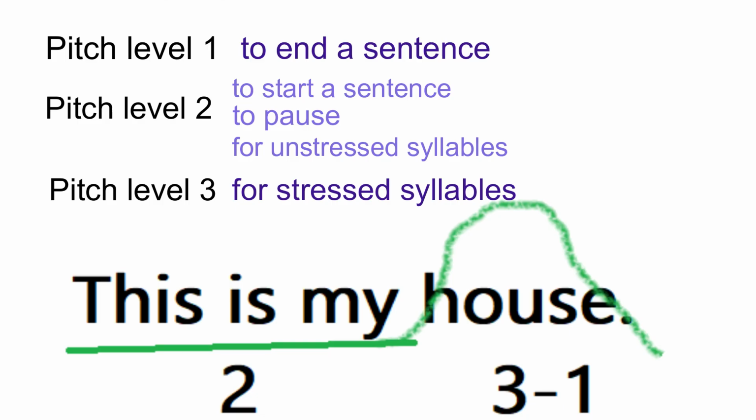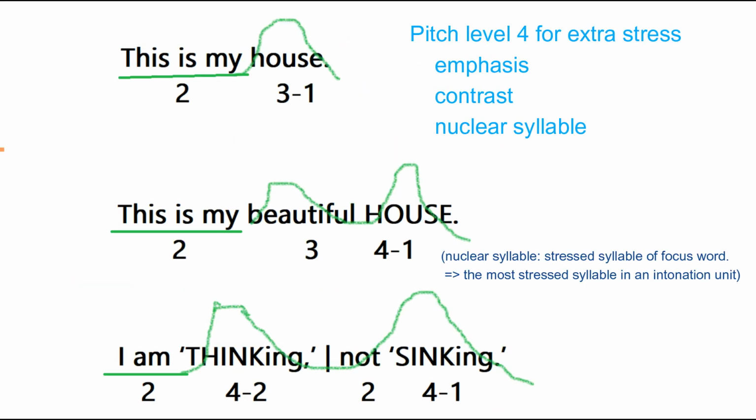Pitch level 4 is the highest pitch level, which is used for extra stress. As we learned in the previous chapter on the focus word stress, extra stress is needed for emphasis or contrast. Level 4 is also used with the nuclear syllable. If a sentence or intonation unit has more than 1 stressed syllable, the nuclear syllable needs extra stress. So in this case, the nuclear syllable receives level 4. If there is just 1 stressed syllable in a sentence, the syllable is the nuclear syllable and receives level 3, as shown in the above example, "This is my house."